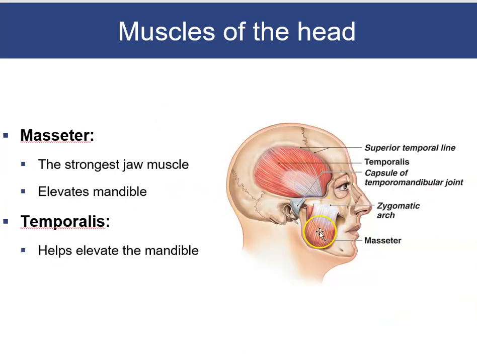The masseter is a large one here in the cheek. This is the strongest of your jaw muscles, and it helps to elevate your mandible. And here in the side of your head, you have the temporalis. This one also helps to elevate the mandible. So the masseter would be the agonist, and the synergist, the one that helps, is the temporalis.